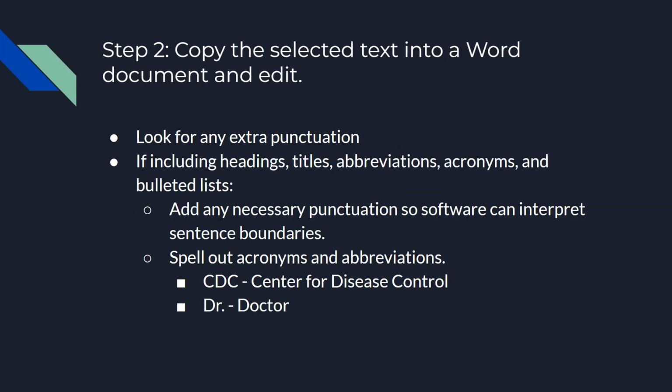Copy your selected text into a document that will allow you to edit the text. During this step, if you were not able to avoid them, you can add periods to headings or bulleted lists. Look for any extra punctuation and try to spell out abbreviations or acronyms.